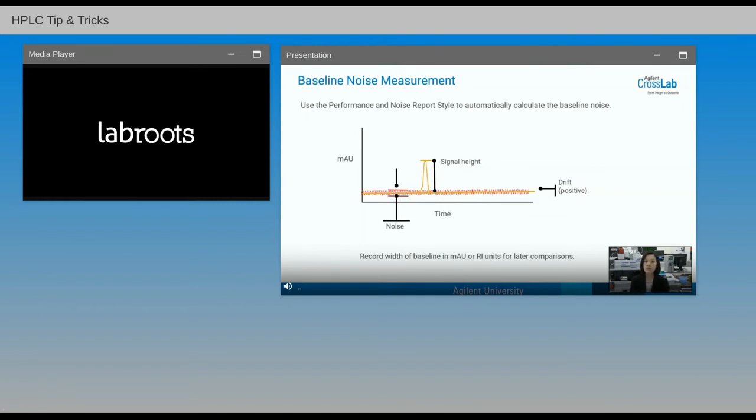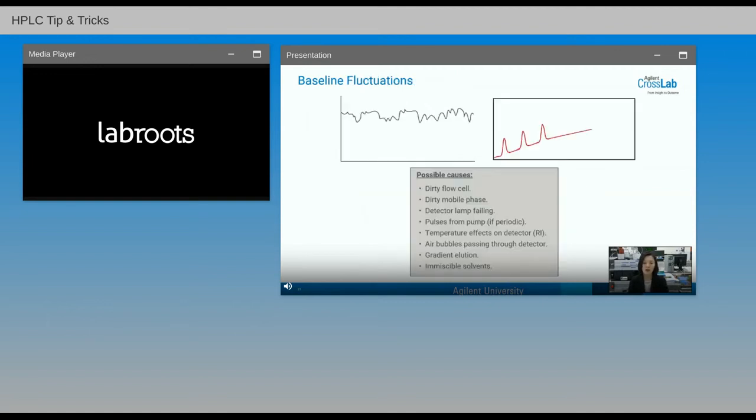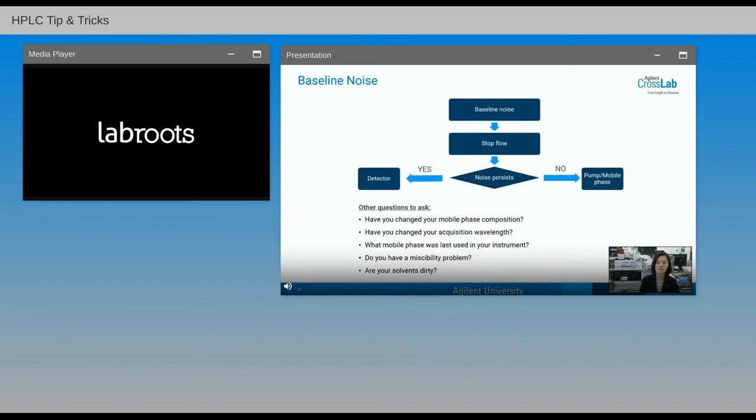If the flow cell is dirty, it will also have this kind of noise problem. So these are the possible causes: the flow cell is dirty, the mobile phase is dirty, and the lamp is failing, so it's time to change. If you are using RID detectors, they are very sensitive to temperature. These are the things that you need to take note of. Gradient illusions or even immiscible solvent.